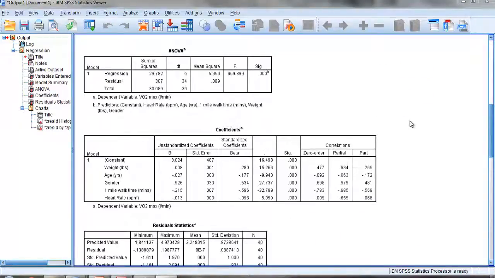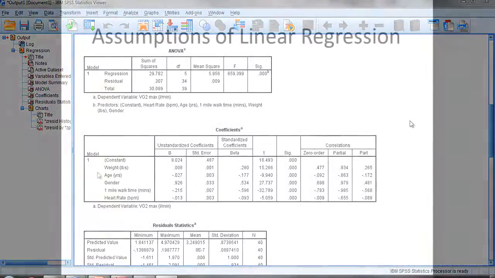Note that it only makes sense to make predictions for individuals that fall within our data range. For example, we only collected data for people aged between 20 and 40. The relationship between age and VO2 max may be different outside this range. We should only use our equation to make predictions for the original population from which our sample was taken.